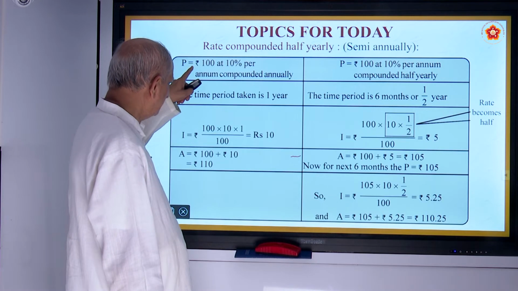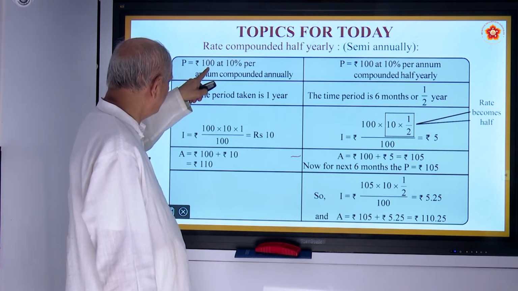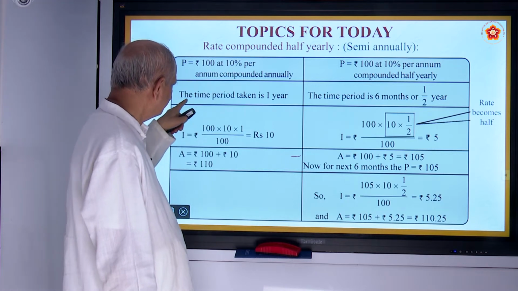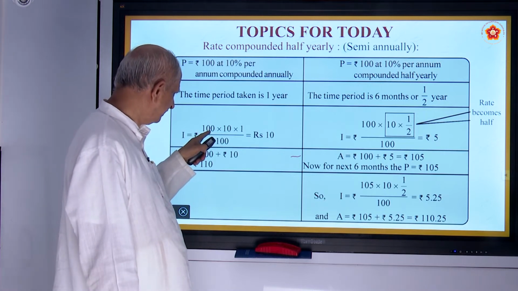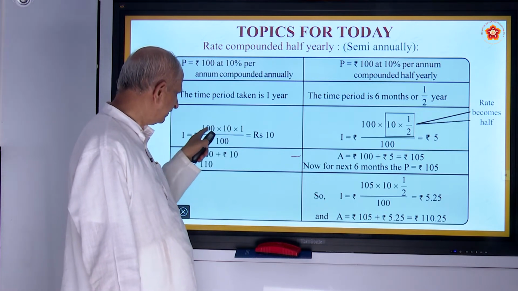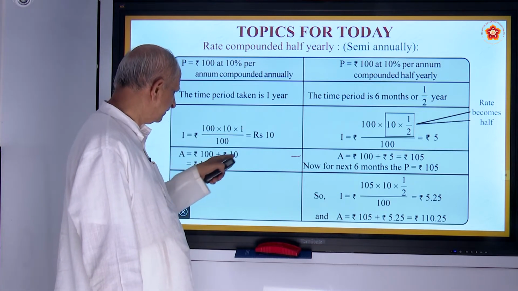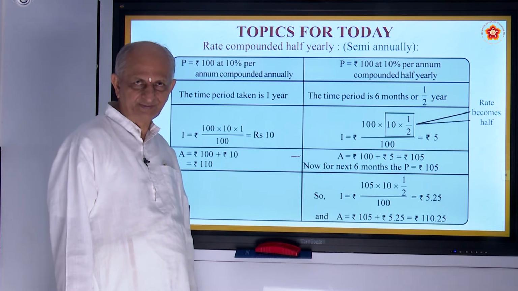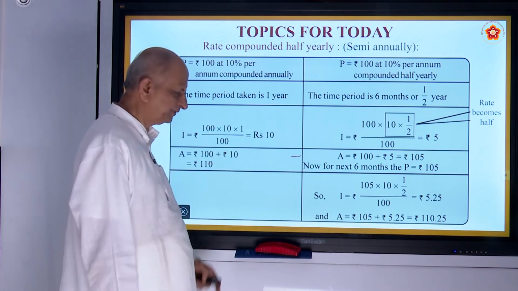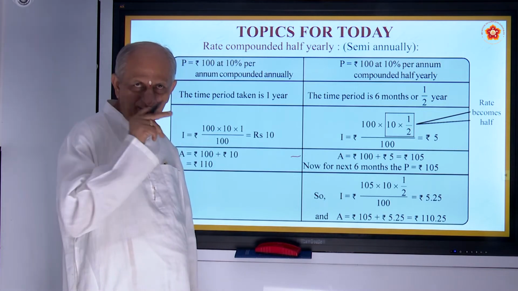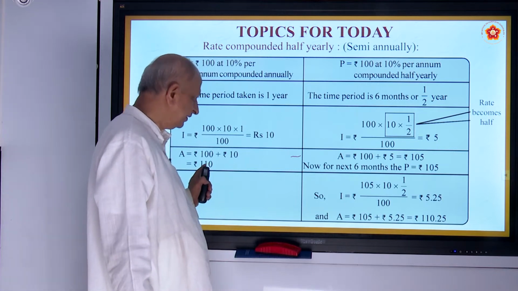So if it is a yearly calculation, suppose the principal is 100 rupees and the rate is 10%. Then use the formula SI equals P into R into T by 100. If you cancel, you get 10 rupees as interest, and the amount becomes 100 plus 10, 110 rupees at the end of 1 year.